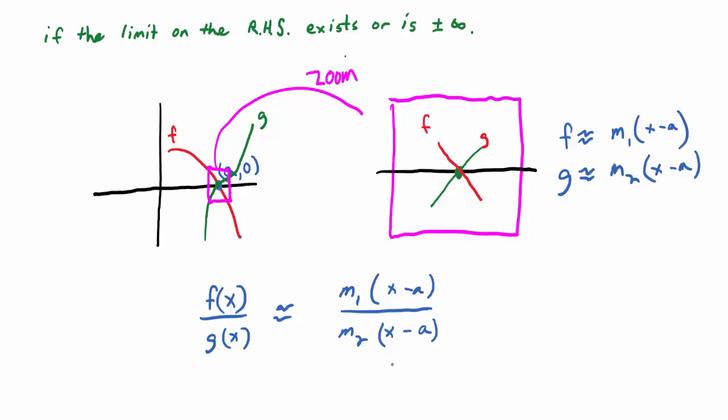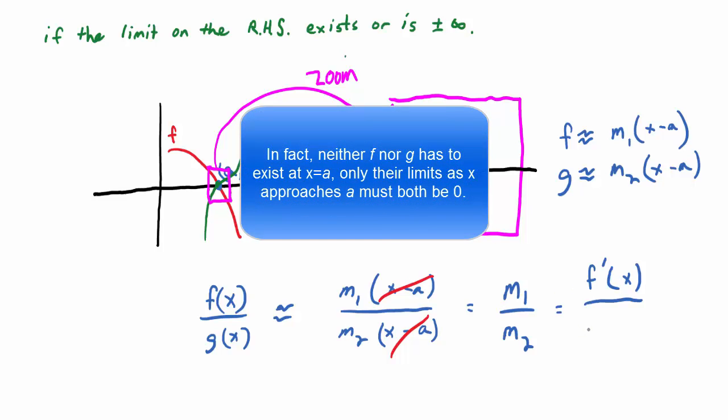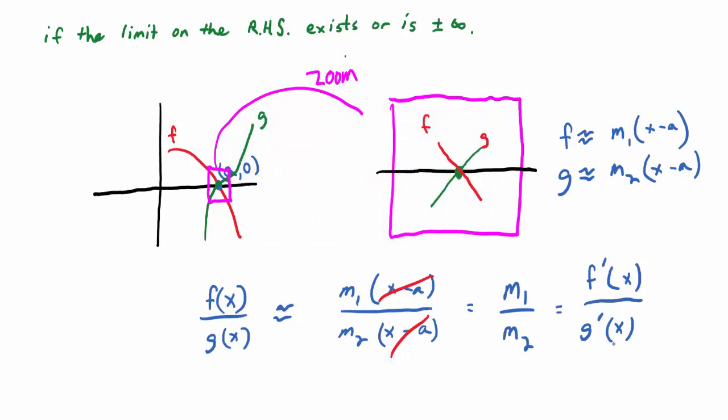But on that right-hand side, what's going to cancel out? The x minus a, and you get m1 over m2, which is f prime divided by g prime. Let me be more general here, since we're going to be talking about limits. Let me use x. So that is f prime of x divided by g prime of x, because for lines the derivative is constant. So it's an indication of why it might be true. It's nowhere near a proof.